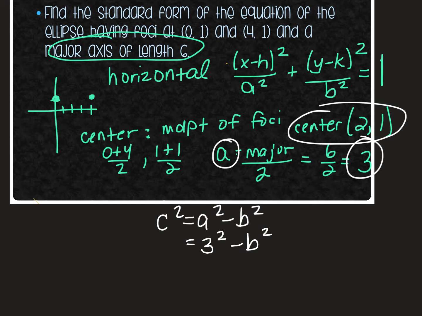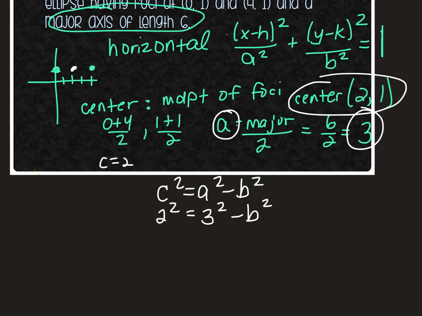So look, the center is right here. You told me at 2, 1, right? How far is it from the white dot to either one of those little green ones? How many units? There's 2. You just count. It's the distance from the center to the focus, so C is 2. You can write C equals 2 if you want. So now let's solve for b. 4 equals 9 minus b squared, correct?